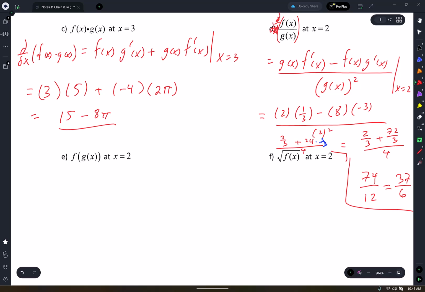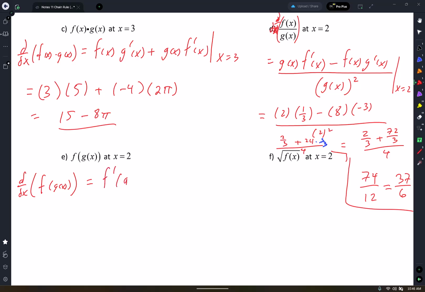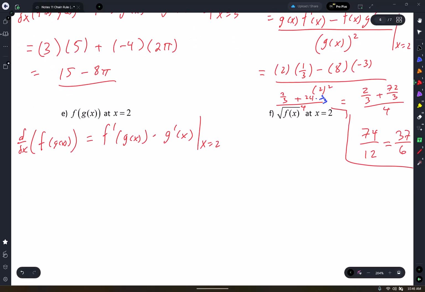All right, letter E. What rule? Oh, that's the one we just learned. The chain. Derivative of the outside, leave the inside alone, times derivative of the inside. We're going to do this, evaluate it at x equals 2. So here we go. f prime g of 2 times g prime of 2.